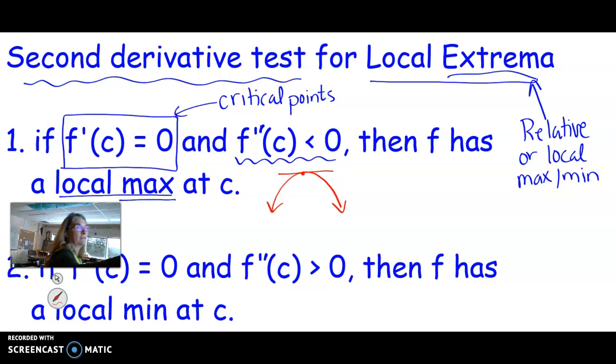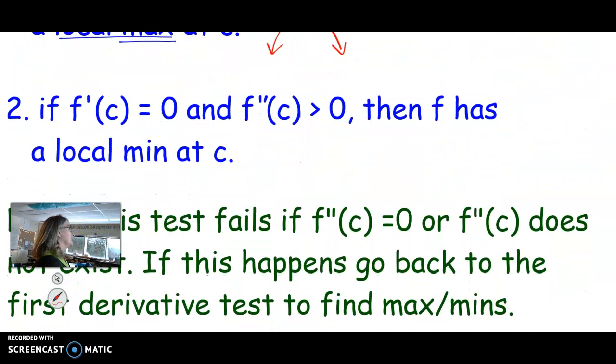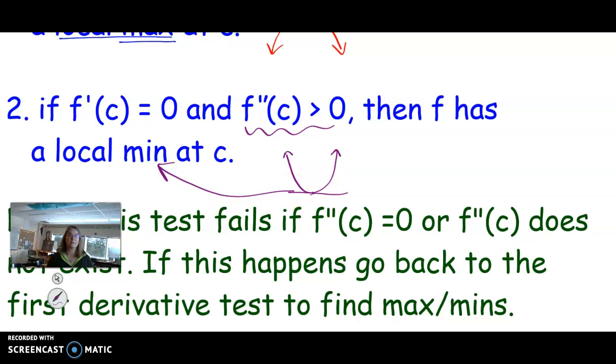Conversely, if the first derivative is 0 and the second derivative is positive, that means it's concave up. And if our derivative is 0, it means we have a horizontal tangent. So at that value, we would have a local minimum. So here's what we're going to do. We're going to find the first derivative to find our critical points. We're going to find the second derivative and plug those critical points into the second derivative to determine if it's positive or negative. If it's positive, we have a local minimum at that critical point. And if it's negative, it's concave down and we have a local maximum.